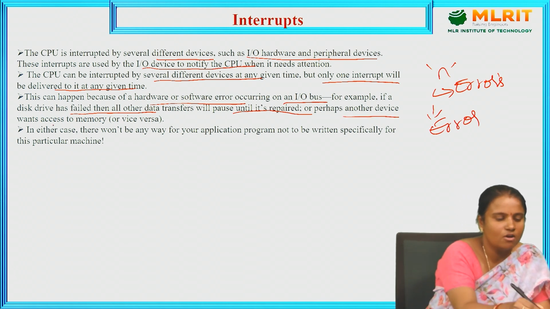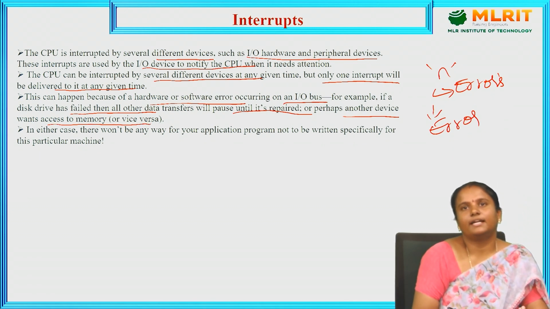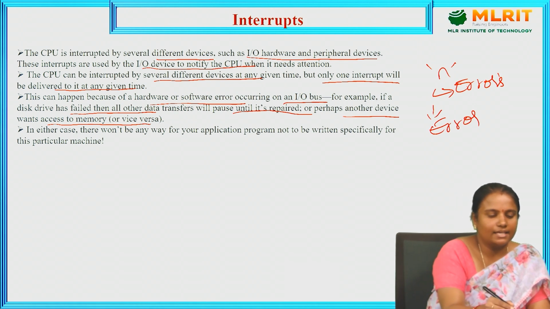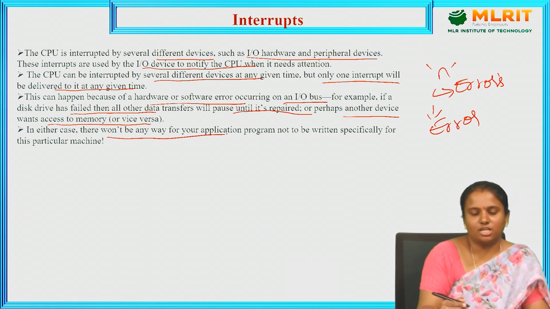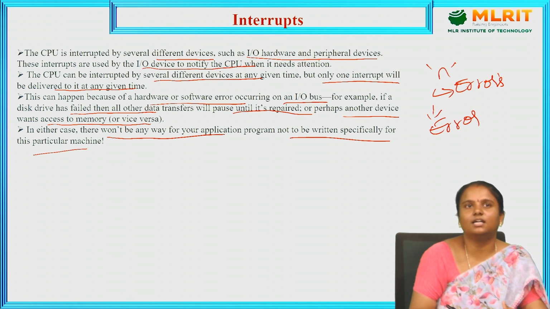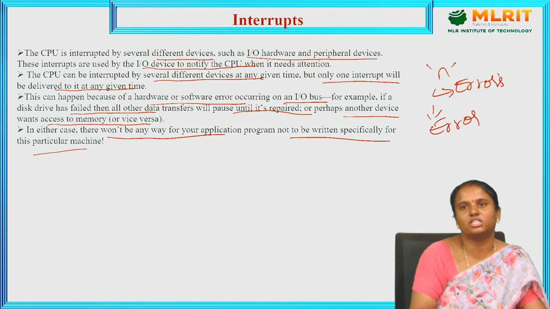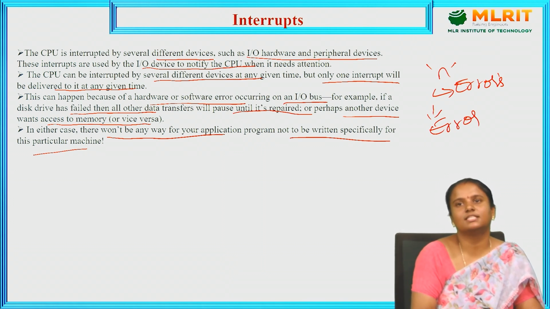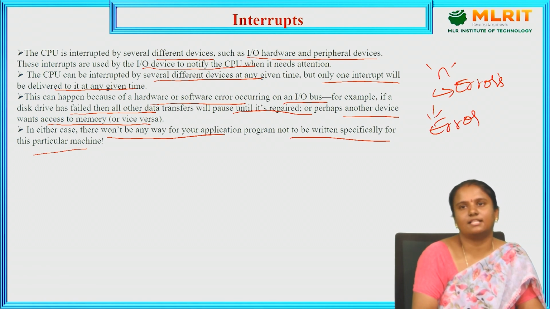Or perhaps another device wants to access memory, or vice versa. In other cases, there is no way for your application program to be written specifically for this particular machine, because you get an error when the hardware and software have some input output buffering. So these errors or bufferings happen when you are passing some information to client and server or receiving data from client and server. These errors occur frequently while transferring data. So this is how interrupts occur in the input output hardware of the operating system.